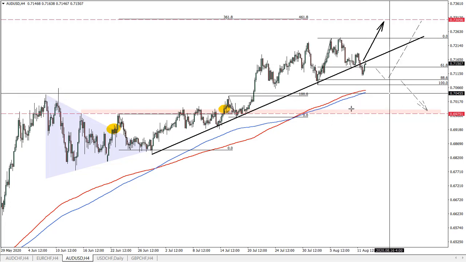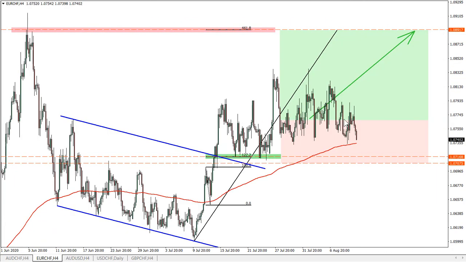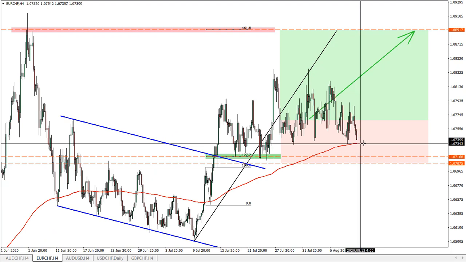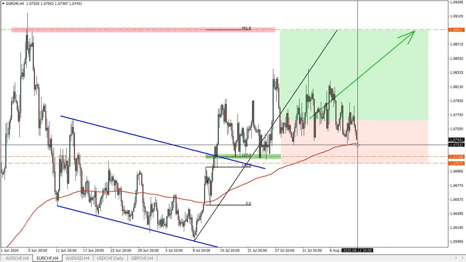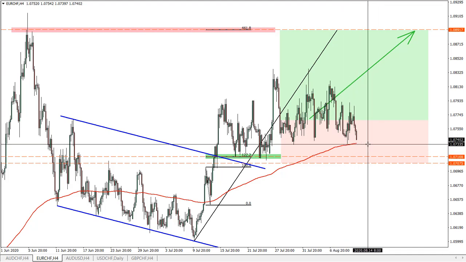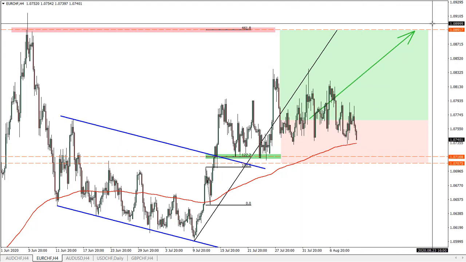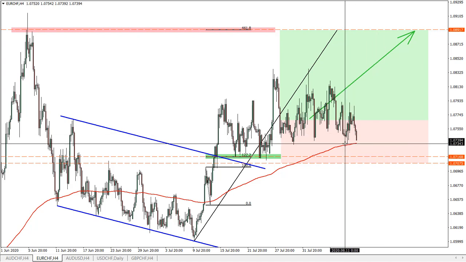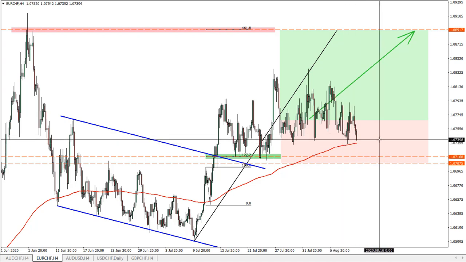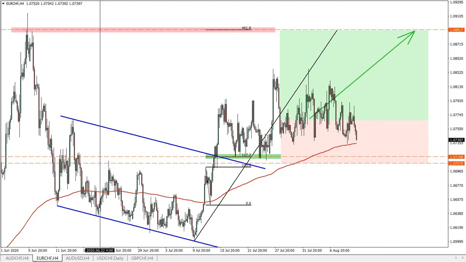The Euro Swiss franc, it's approaching once again the 200 simple moving average. Whether it will be rejected or not will be interesting to see, but I do expect this move to upside. There could be a spike below this level easily. Nonetheless, it looks very attractive still.